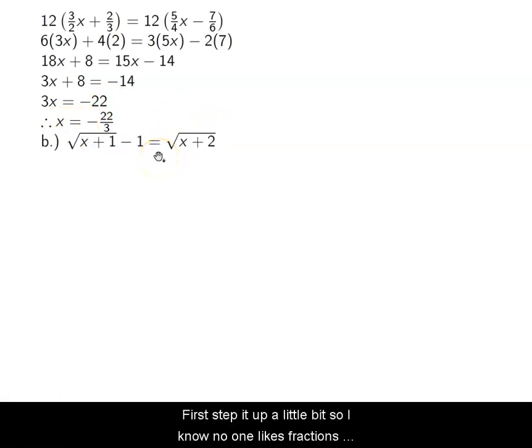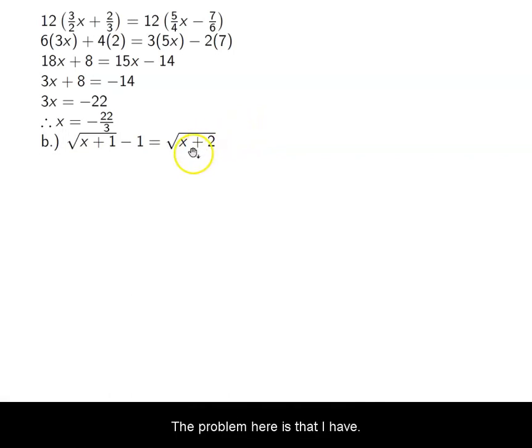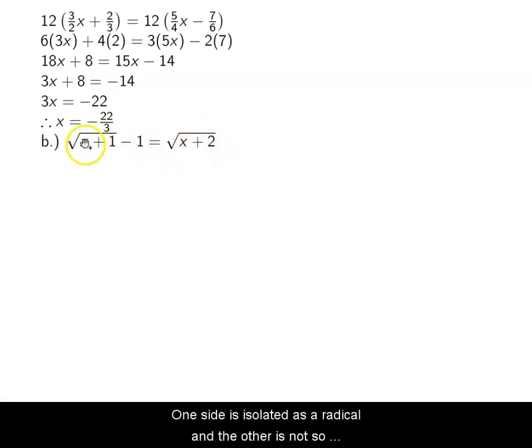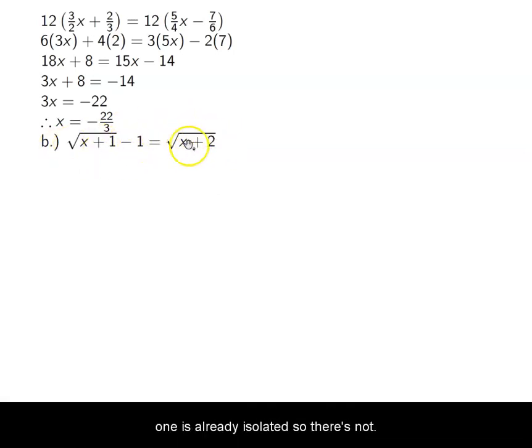Okay. So let's step it up a little bit. I know no one likes fractions, but they're easy to deal with if you clear the denominators. So for the next problem, we're going to solve a radical problem. Remember that the opposite operation of radicals is exponents. Radicals are really just exponents, so we apply the reciprocal exponent value. The problem here is that one side is isolated as a radical and the other is not. So I need to isolate one of these, which one is already isolated, so there's not much for me to do.